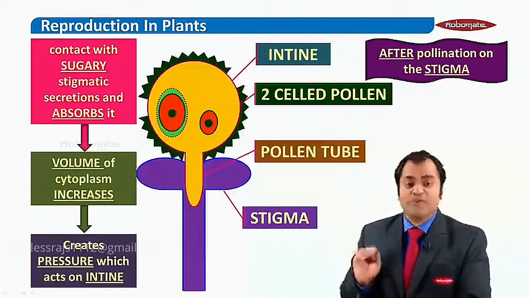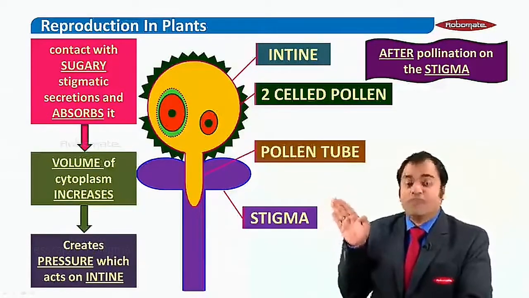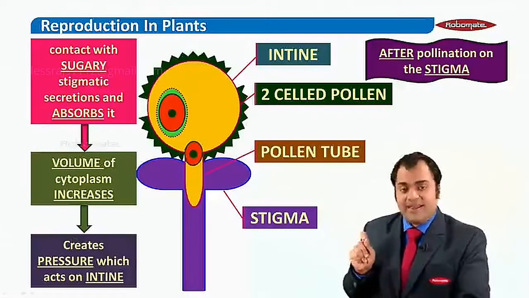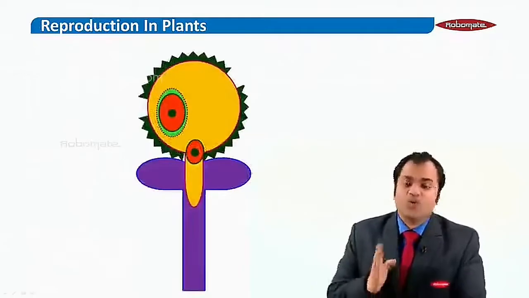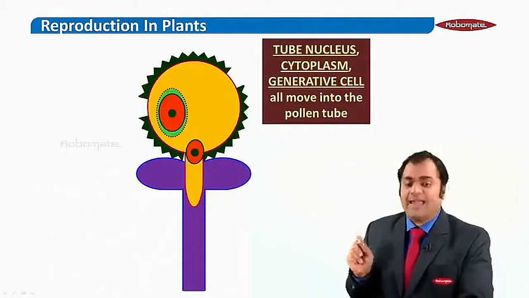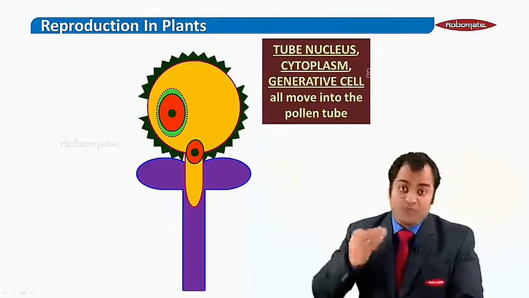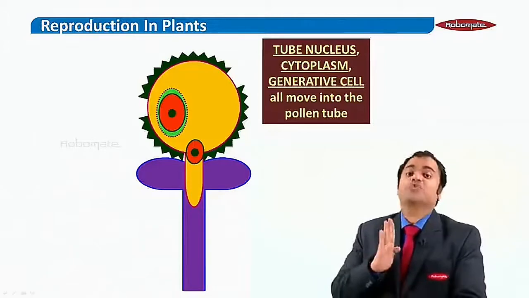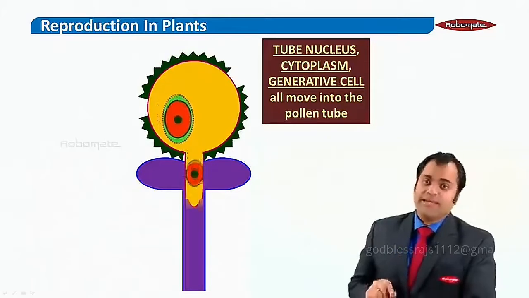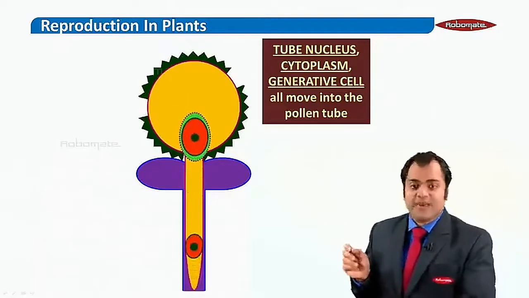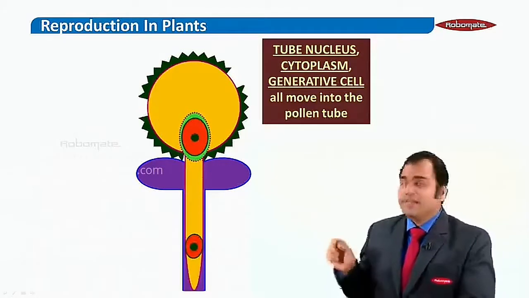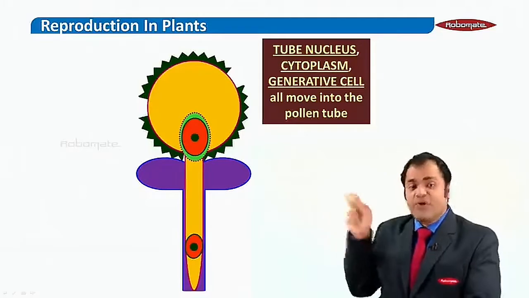Now in the pollen tube, you've just seen that the cytoplasm of the pollen has entered. It will be followed by the tube nucleus, right? And if you move further, you will see that this pollen tube will keep elongating. And in the pollen tube, you will see the tube nucleus, cytoplasm, as well as the generative cell. They will all want to get inside the pollen tube. Let us see how. Something like this, right? The pollen tube elongated, the tube nucleus went inside, and the generative cell is also trying to follow.